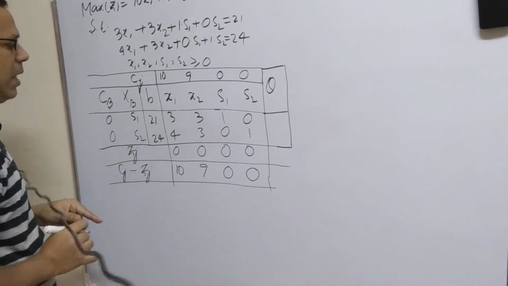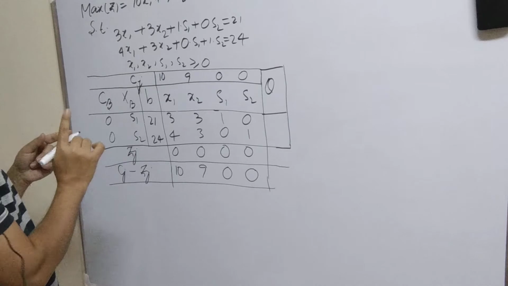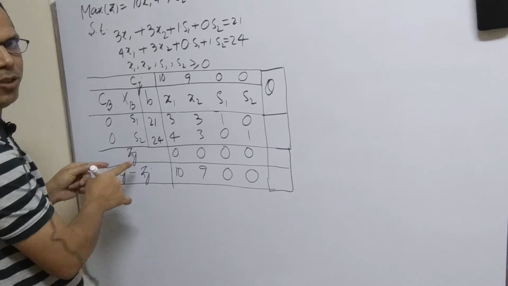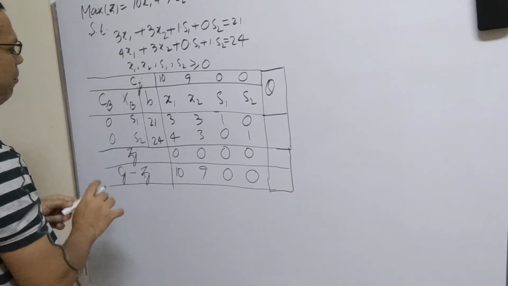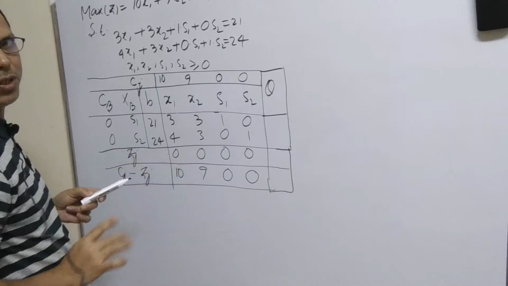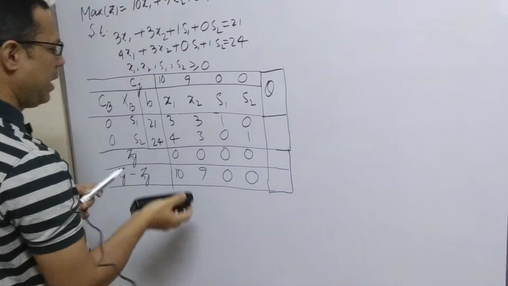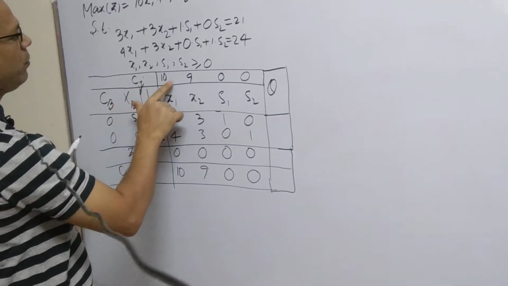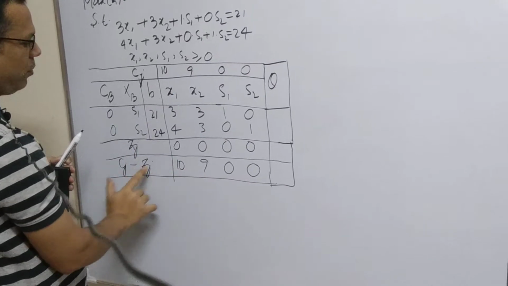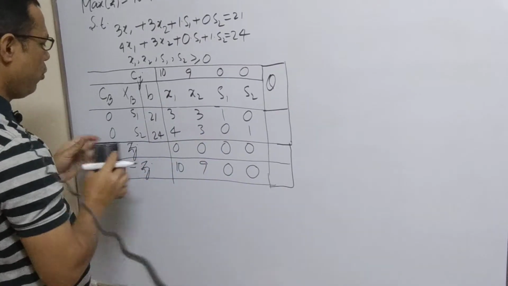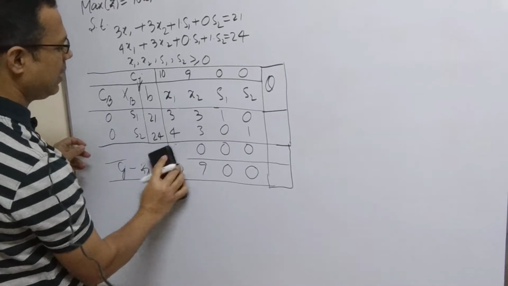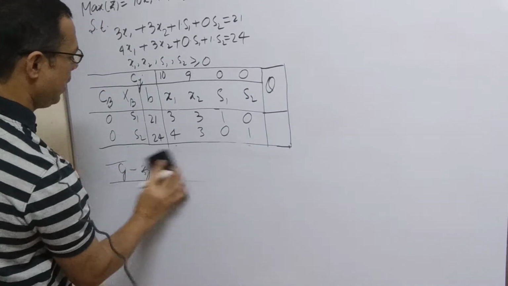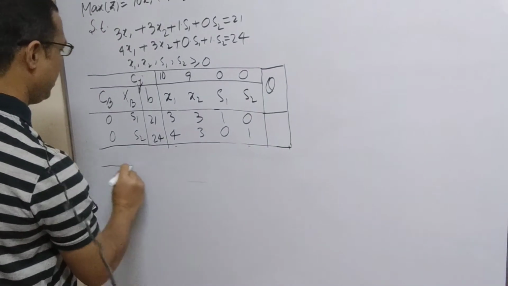Now we have subtracted. In the initial table you need not find Zj, and you need not find Cj minus Zj. Simply copy the Cj value, and that itself will give you Cj minus Zj. So no need to go up to those steps. Whatever I have given as the coefficient of the objective function, just copy and write it here. It will give you the result Cj minus Zj.